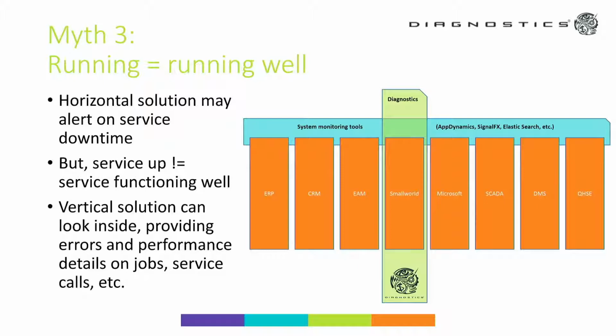And that's what the difference is between a horizontal and a vertical solution, because a vertical solution is able to look inside of those specific systems, like Diagnostics can do for Smallworld. It looks inside Smallworld and tells you if everything is running, but also if it's not, what the issue is.